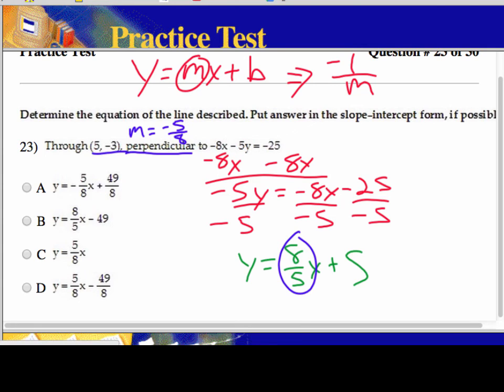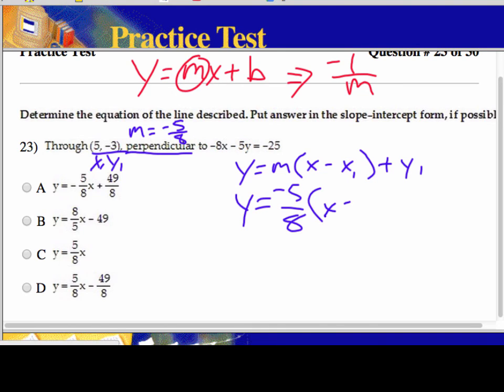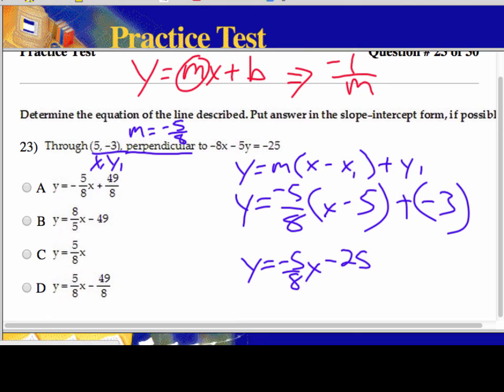Now I use the point slope form to make sure it goes through this point. So can I erase this real quick? Yeah. All right. So now I'm going to use the point slope form, which is y equals m times x minus x sub 1 plus y sub 1, where this is x sub 1, y sub 1. And so that gives me y is equal to negative 5 over 8 times x minus 5 plus negative 3. So that gives me y is equal to negative 5 eighths x. Then when I multiply it through, I get negative 25 eighths. And then I've got minus 3 here.